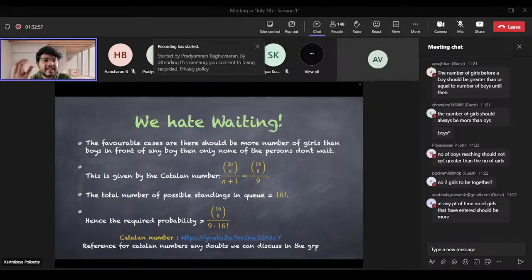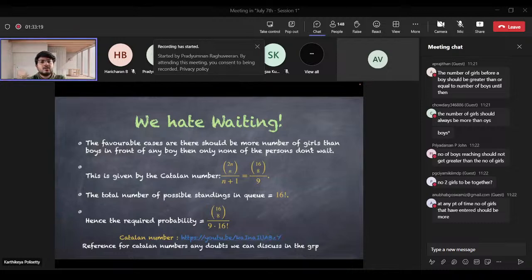This is given by the Catalan number. You can refer to the YouTube link we have given below, and if you have any doubts in that, we can discuss in the group. You can explore the Catalan number. It's a very nice thing. You have different concepts built up upon that single Catalan number. You can try reading them.